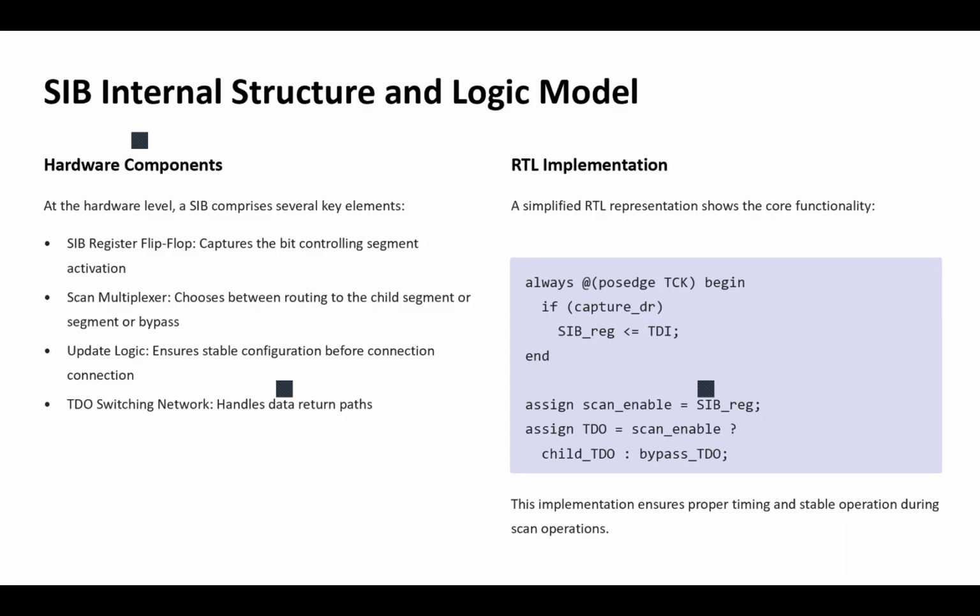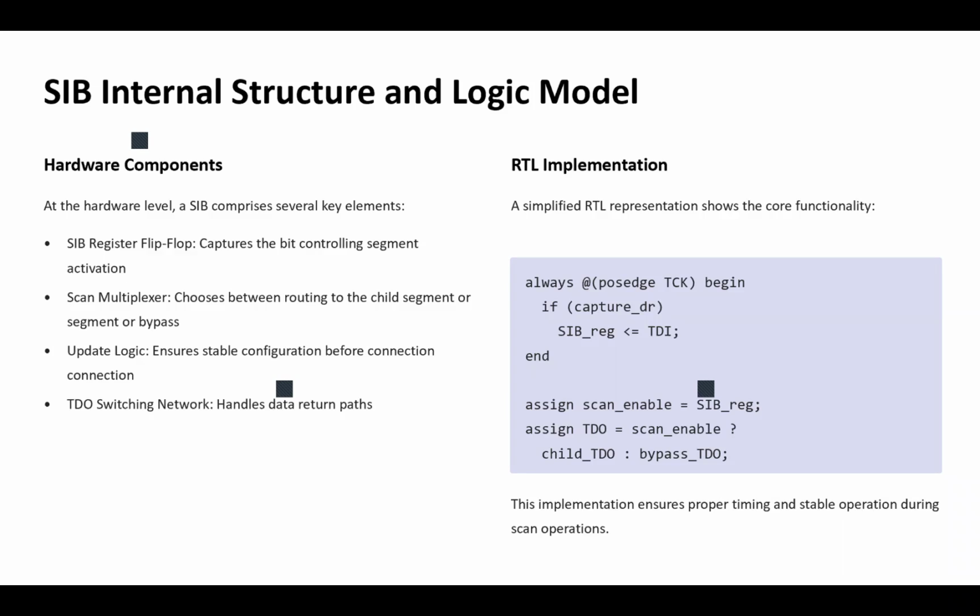Now we have a scan multiplexer, which decides whether scan data should be sent into the child segment or rerouted around it, so it bypasses that. This multiplexer is like a digital switch that chooses between multiple inputs and uses the control bit from the flip-flop to select between two paths.